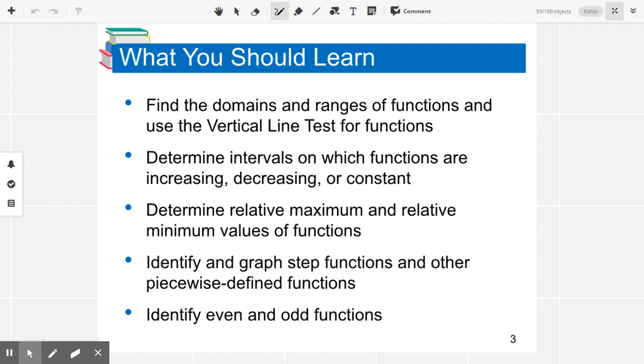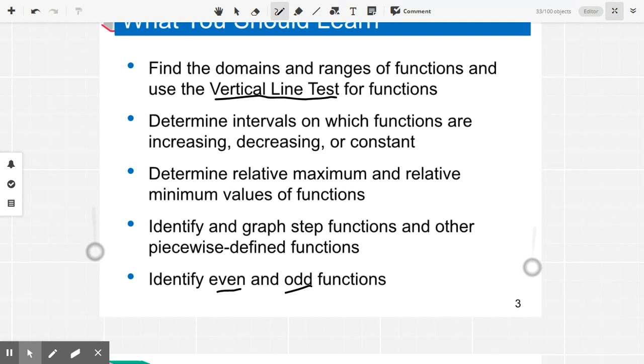By the end of this lesson, we're going to find the domains and ranges of functions. Use the vertical line test for functions, something we talked about last time, so that's no problem. Determine intervals on which functions are increasing, decreasing, or constant. Determine relative maximum and relative minimum values of functions. We're going to spend a brief amount of time on step functions and other piecewise defined functions. And then lastly, we're going to identify even and odd functions. Okay, so let's go ahead and get started.